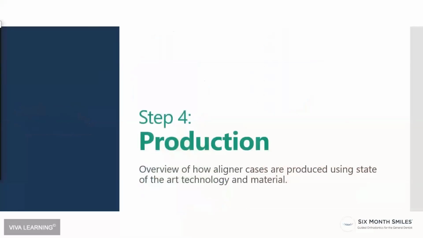Finally, we'll look at the production sequence very briefly. This is how your aligner cases are produced using state-of-the-art technology. This is not a little lab doing things manually. It's a workflow that uses the best 3D printers on the market to provide the best accuracy on the models that are provided by you, or the scans after being digitalized, sequenced, and planned.